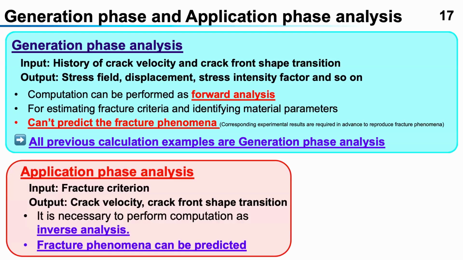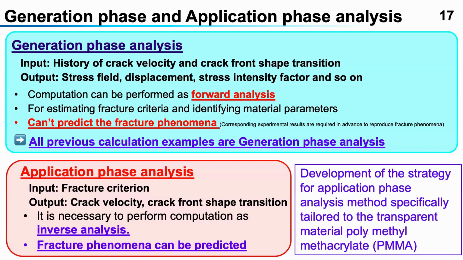And the application phase analysis is a reverse analysis. It uses the fracture criteria, which is the output of the generation phase analysis, to predict the crack velocity and the crack front shape transition. Because we need to verify it, our target specimens are currently made from the transparent elastic material PMMA, so we can use a high-speed camera to record the crack propagation behavior.